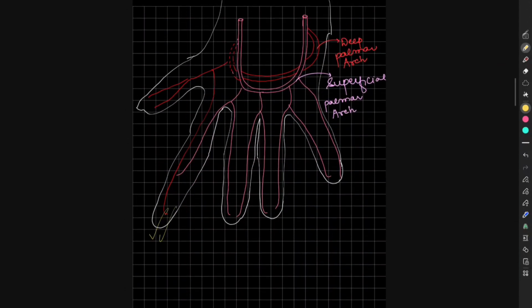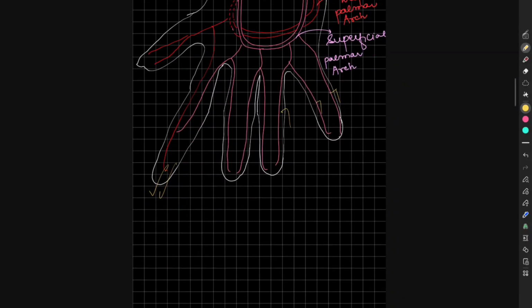This is a line diagram. I have kept this so that you can name them. Make sure that you name it correctly.